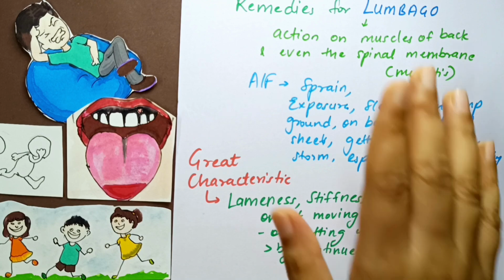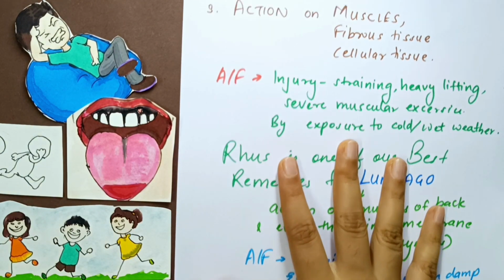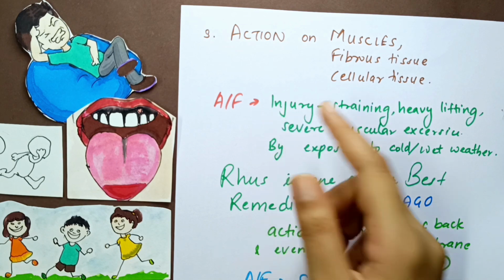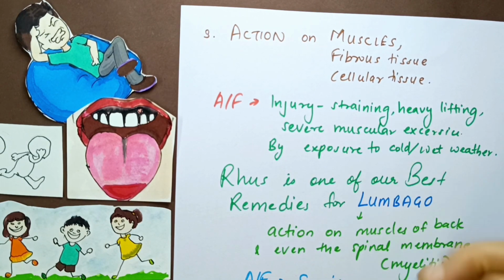Okay, so that was about muscles. In muscles, fibrous tissue, cellular tissue, he especially talks about the ailments from strain only. The other things we all know, so we have already discussed them. So ailments from injury, strain due to straining, sprain.